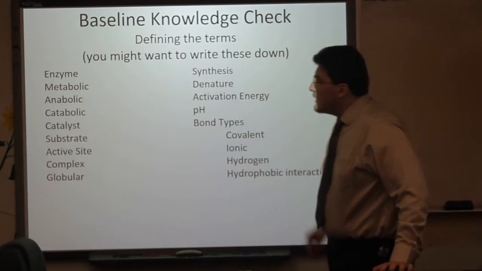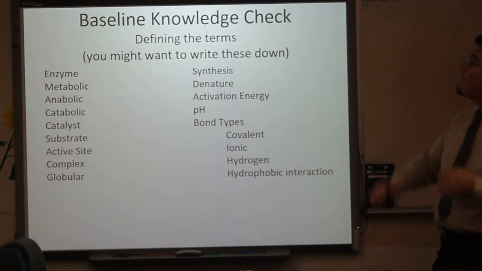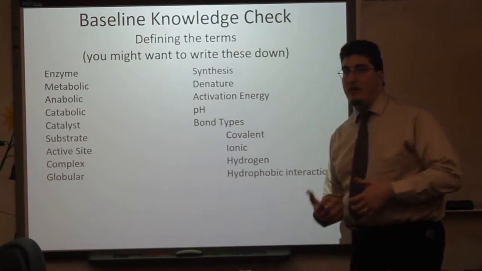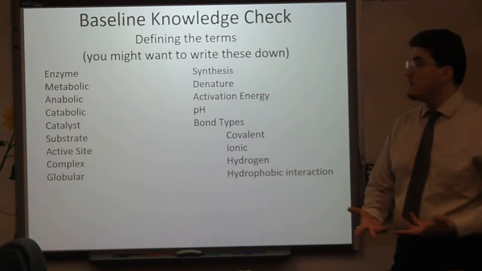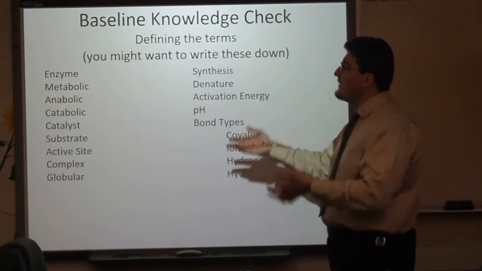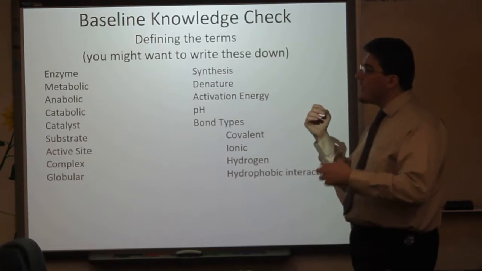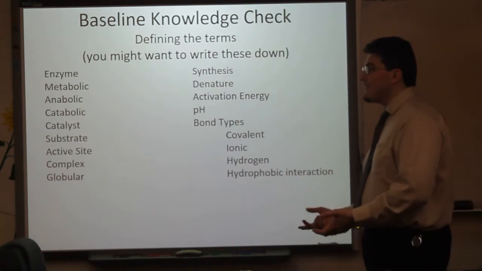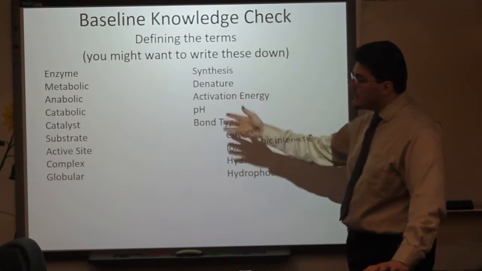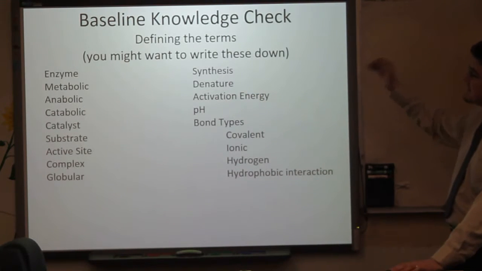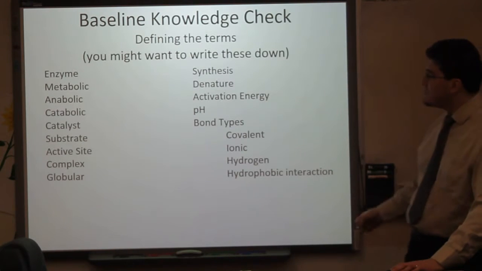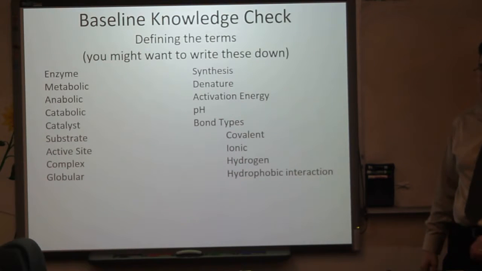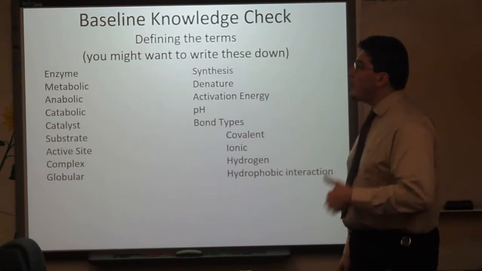Now, let's talk about enzymes now. Baseline knowledge. You need to write these definitions down at home if you don't have them already in your notes. The definitions for enzyme, for metabolic, for anabolic, for catabolic, for catalyst, for substrate, active site, complex, globular, synthesis, denature, activation energy, pH, the bond types, covalent, ionic, hydrogen and hydrophobic interactions. Now, let's go through these one by one.